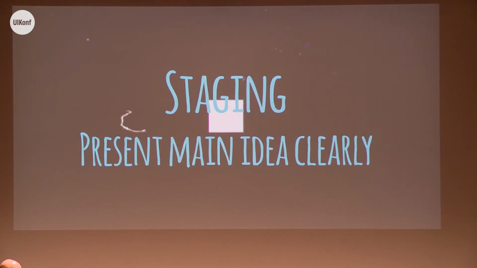So the last one is staging, and that is basically the principle of presenting your main idea clearly. And when I thought about this principle and how it applies, I think it applies in a very specific way, and there's this pattern that's showing up around these days. And I think I first saw it on Vesper, actually, before iOS 7 came out. And I think I'm calling this persistent views.